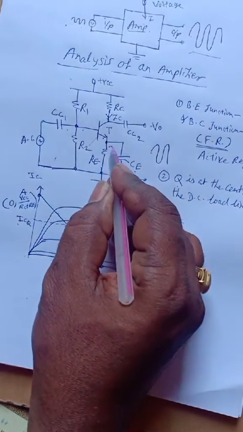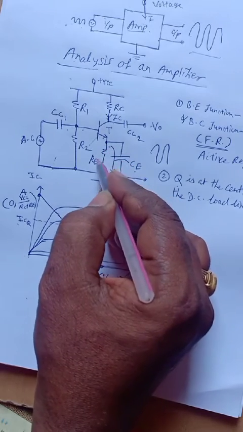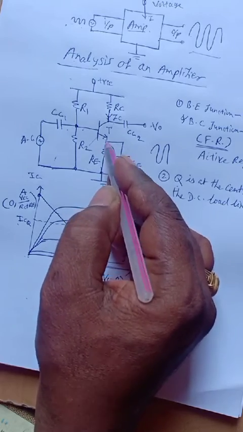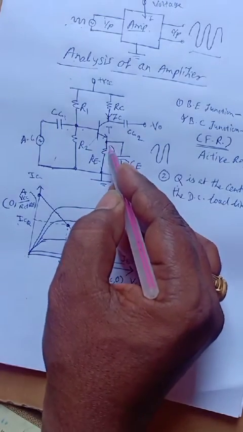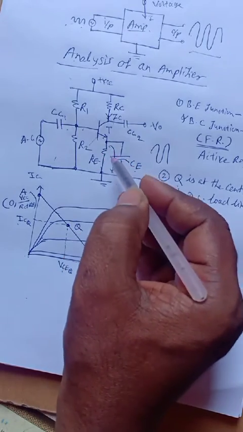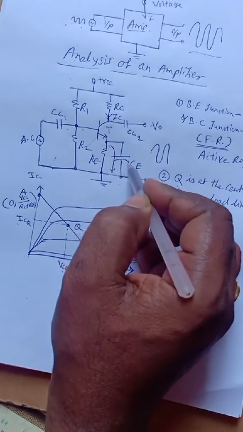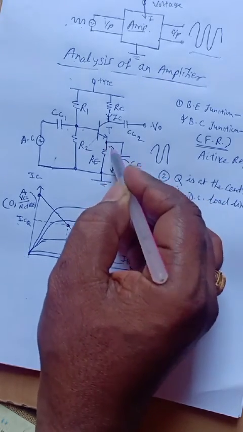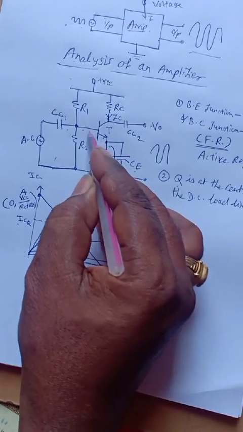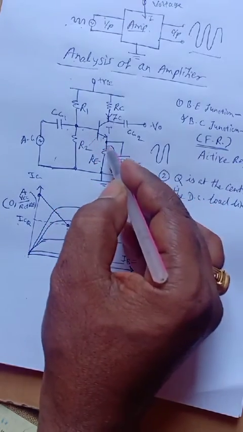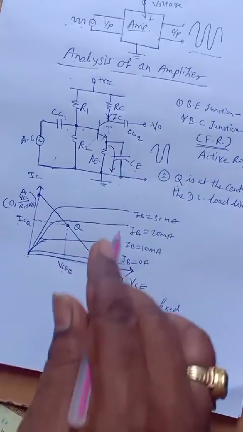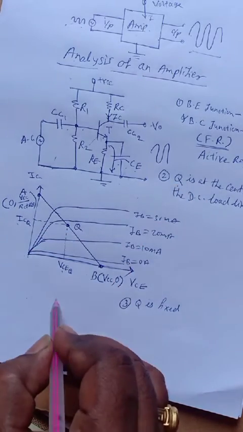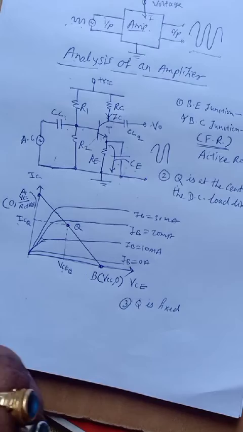It bypasses the AC only, and only the DC drop remains here, and it is used to stabilize the Q point. Whatever the AC that is responsible for generating negative feedback is grounded by this capacitor. As AC is grounded, there is no AC voltage, no AC drop at this input, and it avoids the negative feedback. So in short, CE is used to avoid negative feedback.